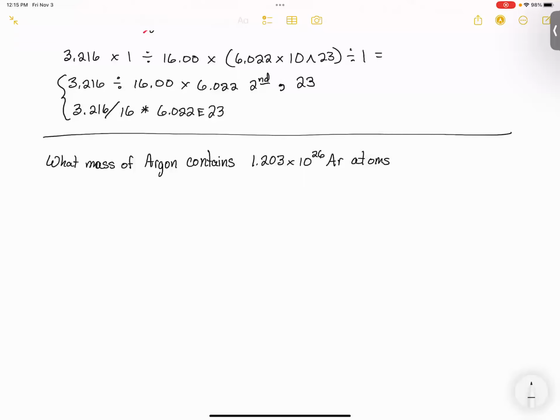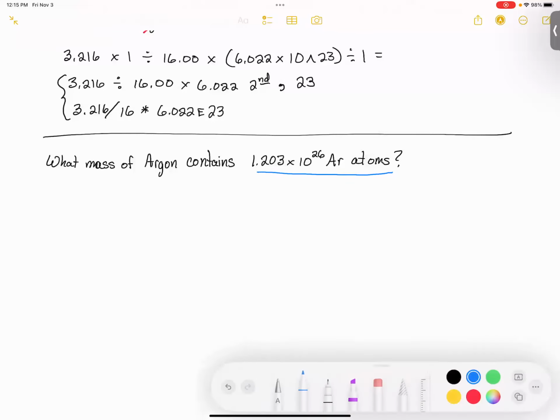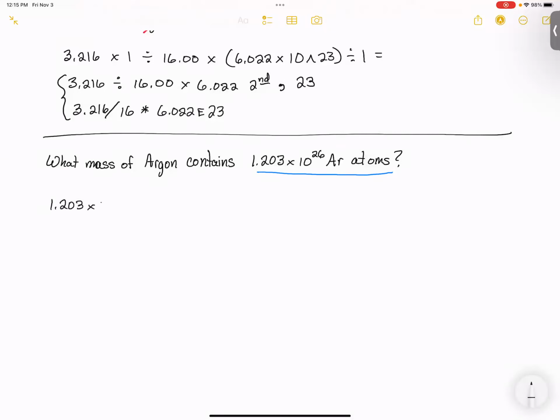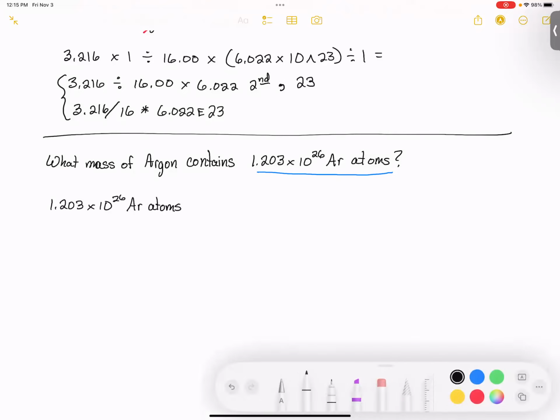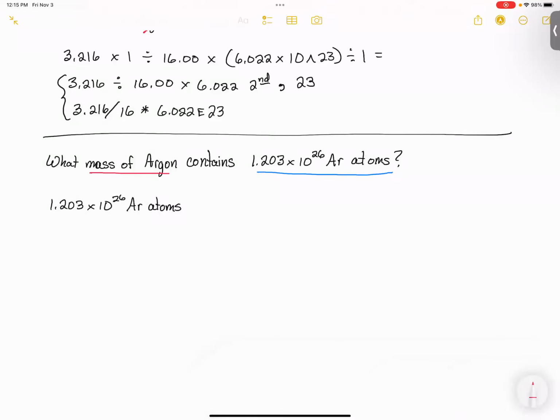What mass of argon contains 1.203 times 10 to the 26 argon atoms? I identify what I was given, which is 1.203 times 10 to the 26 argon atoms. I identify what I want to solve for. I want mass of argon, which means I want grams of argon.